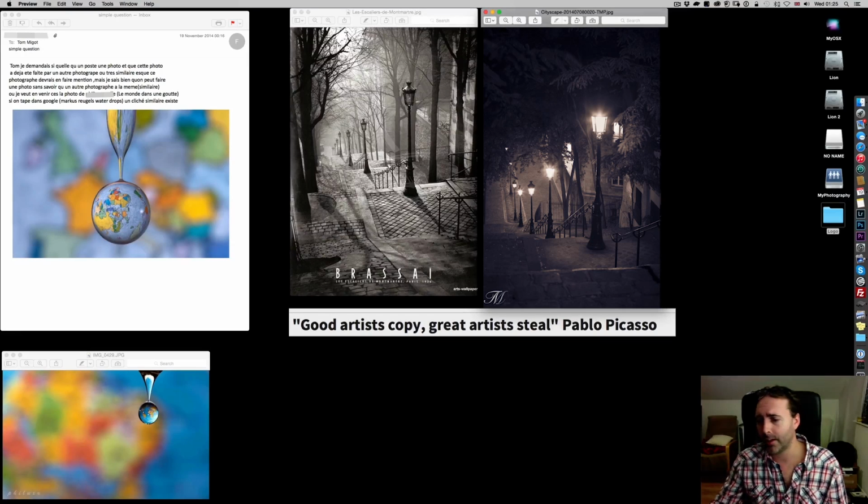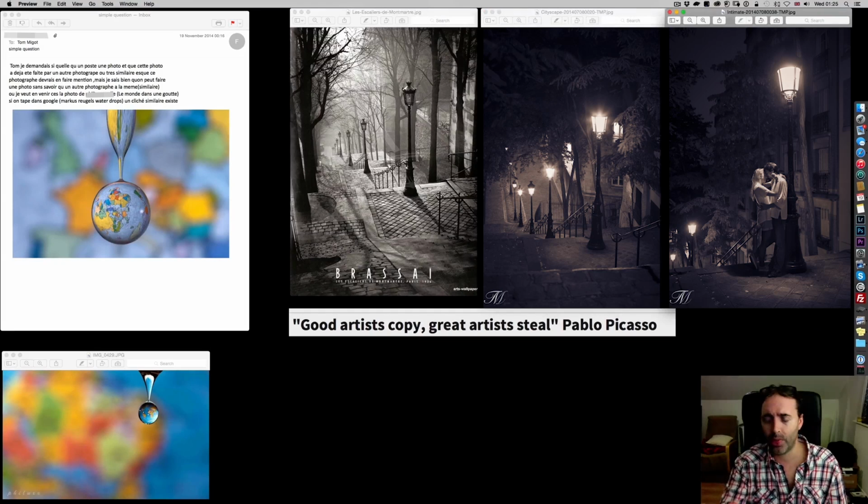That shot then led me to another one, this one. It's the same location, but once again, you will not see so much of a link between my last photo and the one of Brassai, but it's really inspired. So who is to say that it's copy or it's inspiration? I don't have much problem with this.